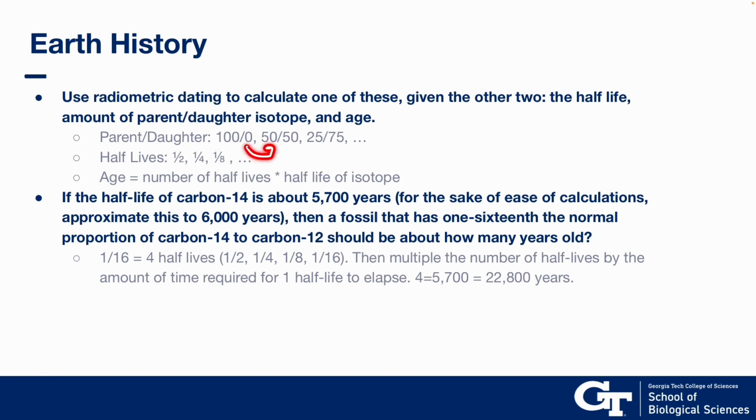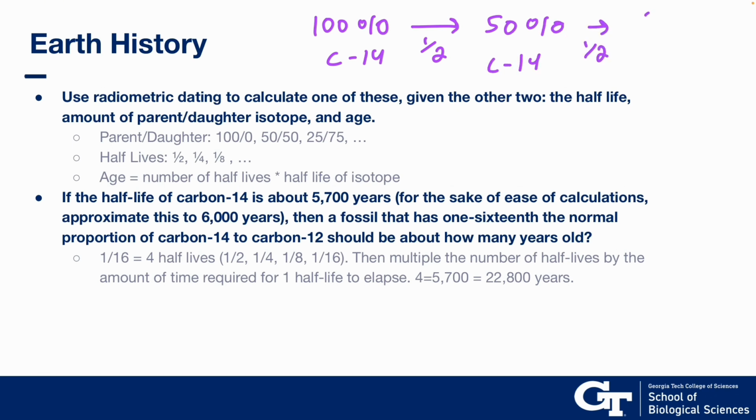As we undergo one half-life, we go from, let's say we have 100% carbon-14, to 50% carbon-14. Another half-life, we have 25% carbon-14. So as time goes on, we can compare the ratio of carbon-14 to carbon-12. After one half-life, we have 50-50 carbon-14 to carbon-12. And then we have 25% carbon-14, but 75% carbon-12. So that's just comparing those ratios as the number of half-lives goes on.